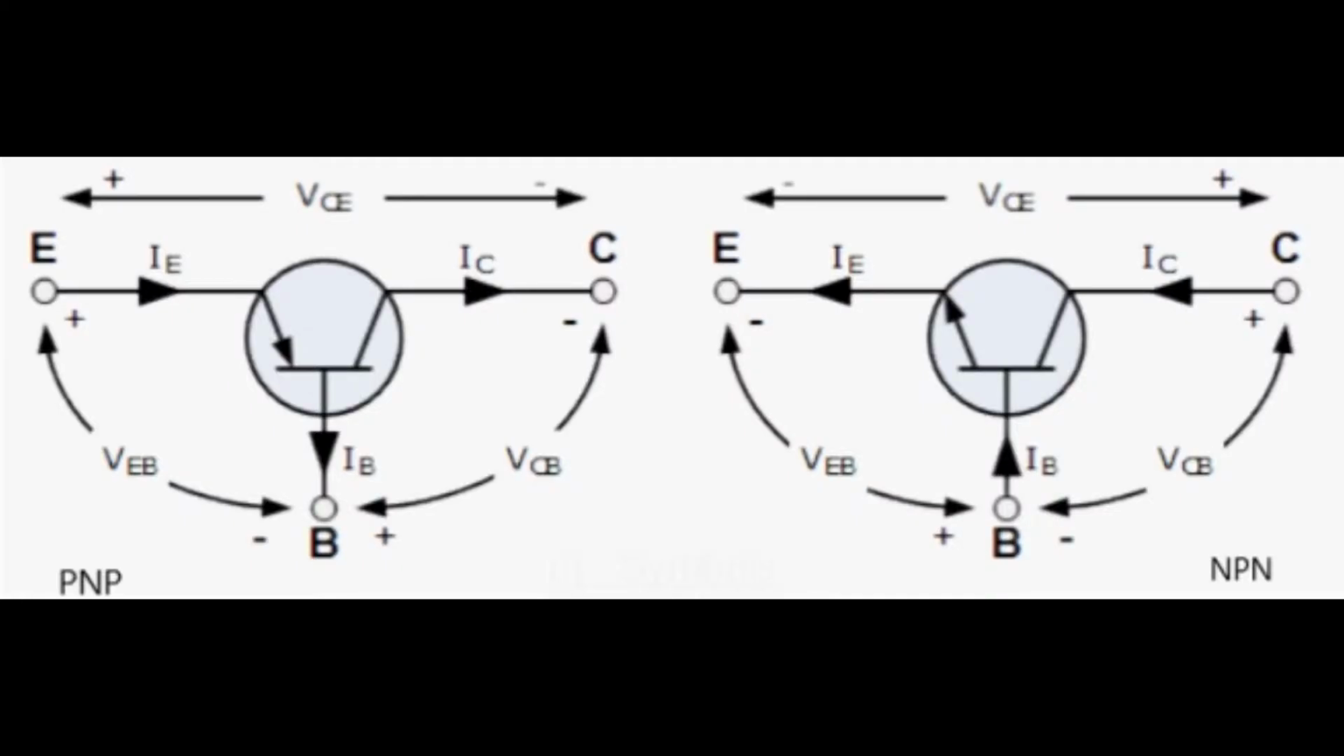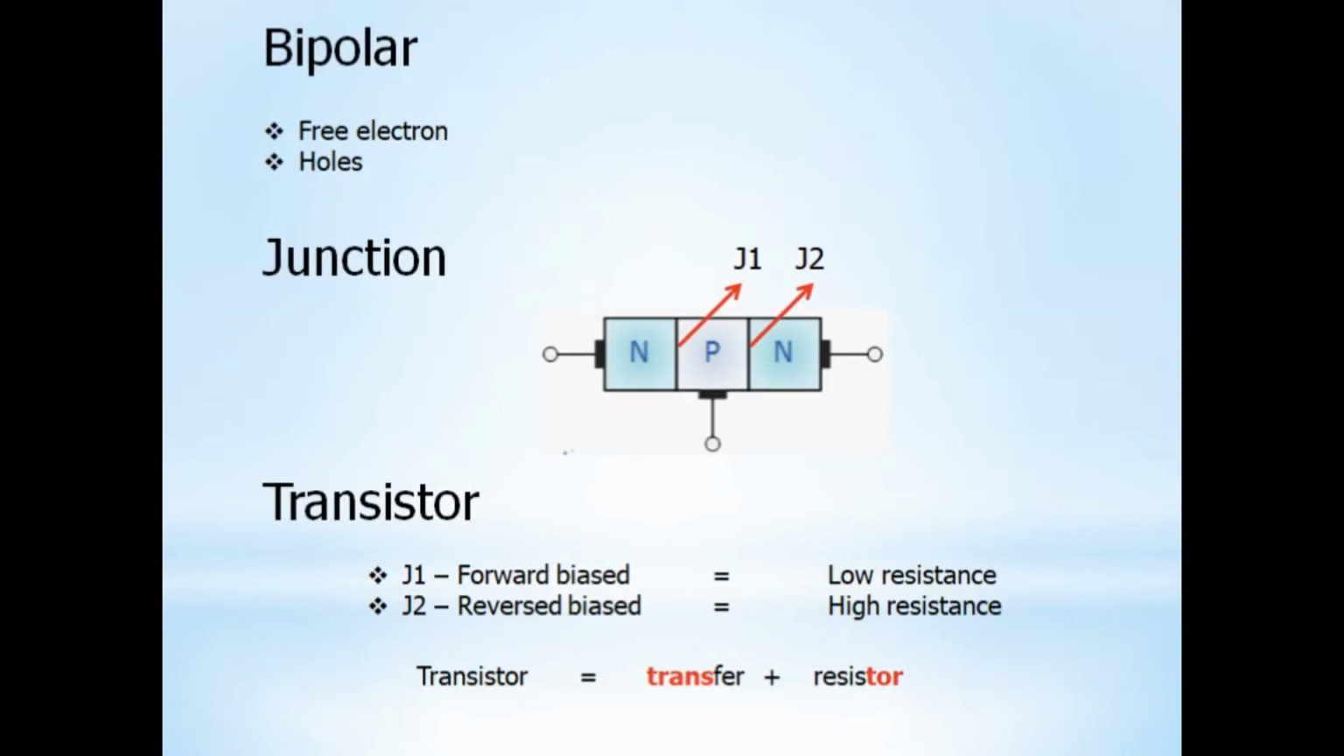Next, the symbol of BJT is illustrated above. We can differentiate what type of BJT it is by looking at the direction of current on the junction between the emitter and base. The acronym BJT stands for bipolar junction transistor. Bipolar refers to the manipulation of free electrons and holes of the semiconductor. Junction is for the two junctions on the BJT where recombination occurs. Transistor is the transfer of resistor.